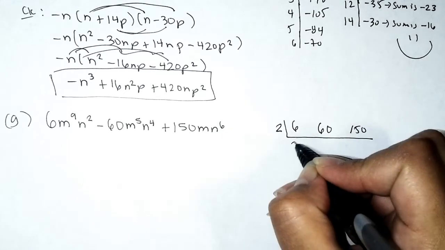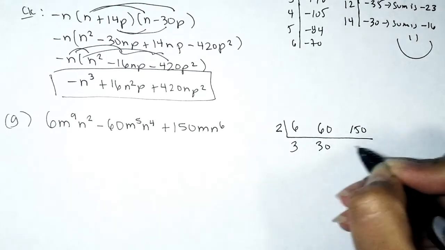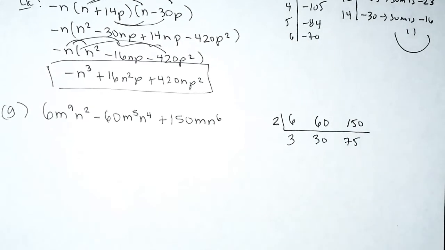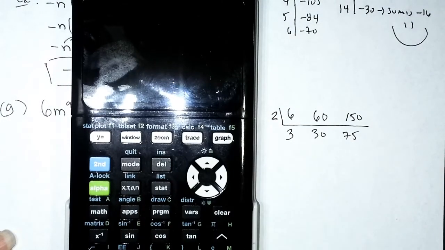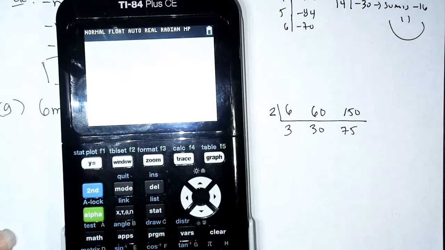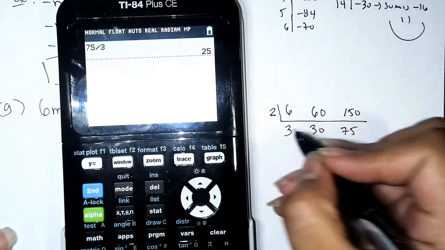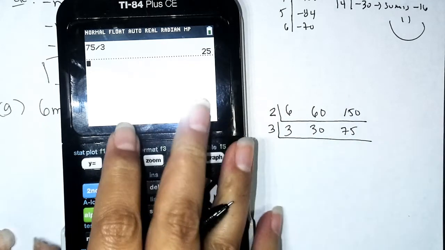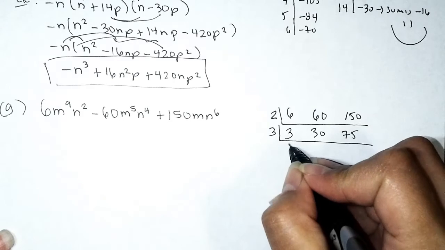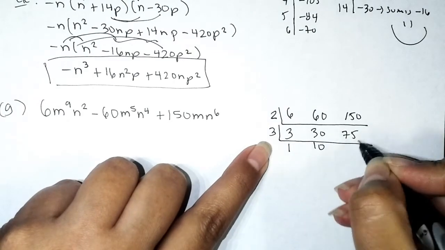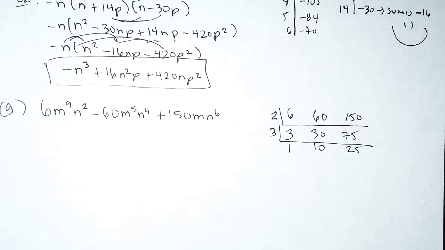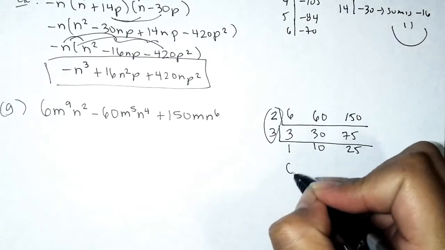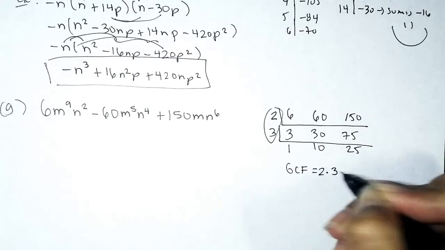2 goes into 6 3 times, into 60 30 times, into 150, punch it in, 75 times. 3, 30, and 75, I'm not quite sure. Since 3 and 30 have a common factor of 3, I'm going to see if 3 goes into 75. Oh yeah, it does. Okay, let's go ahead, divide again, and that will leave us with 3 goes into itself once, 3 goes into 30 10 times, and 3 goes into 75 25 times. Our leftovers don't have any factors in common other than 1, so remember from back in the day, GCF is given by the product of all the numbers to the left of the ladder, namely 2 and 3.